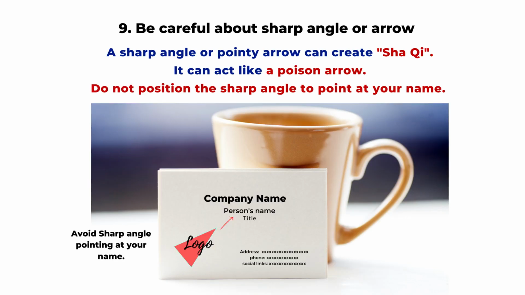The number 9 is about the sharp angles. Sometimes when we design logo or business card, we create a sharp angle. And the sharp angle is usually called the poison arrow in Feng Shui. So be careful about the position if you have a sharp triangle or an arrow shape, and avoid pointing the sharp angle toward your name. That will not be lucky. Maybe you can add some symbol or some pattern in between so it doesn't directly point at your name. So that's something to consider.